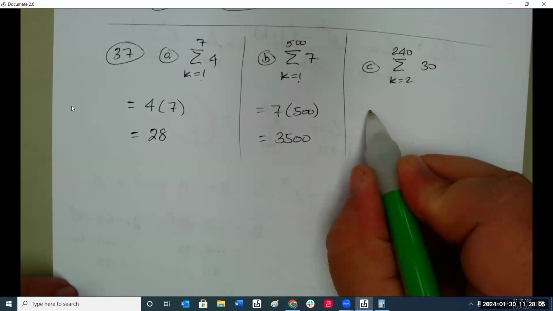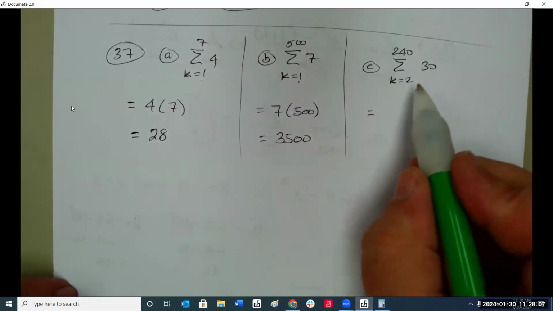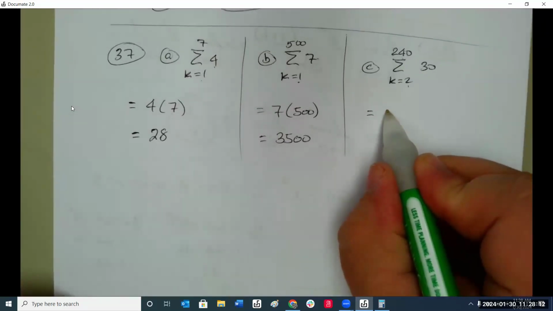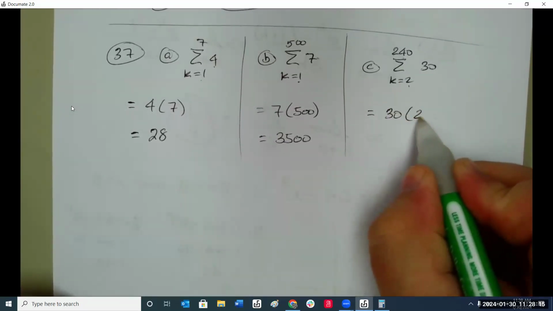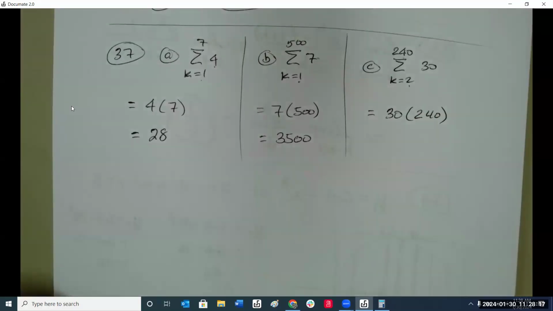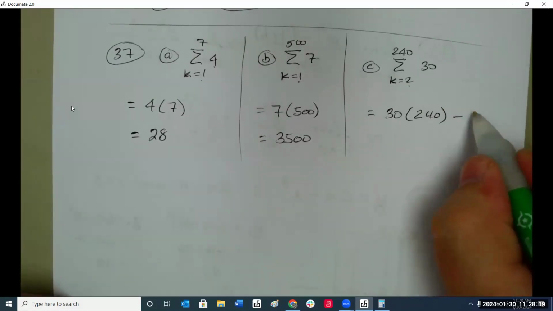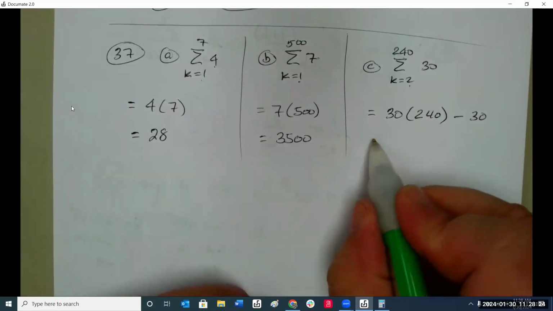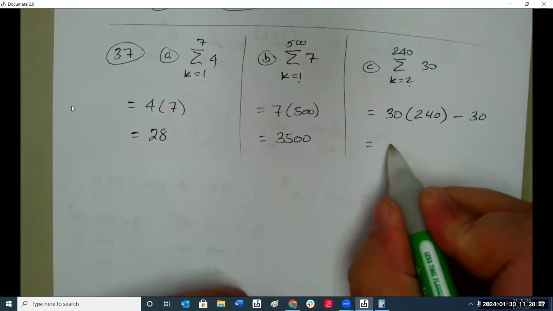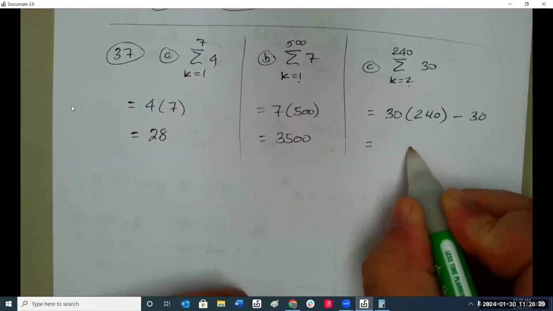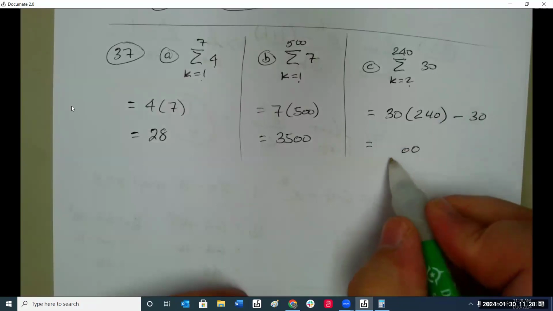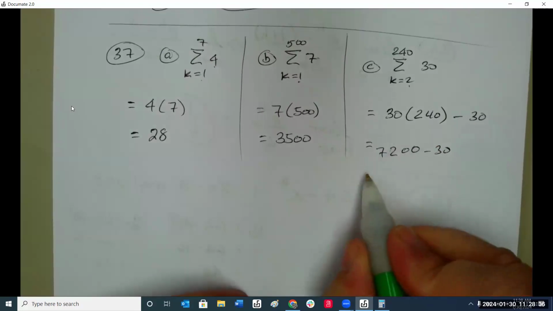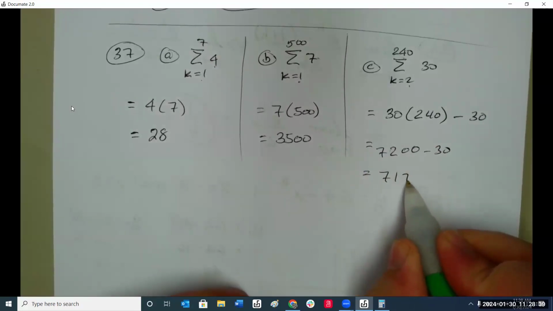Now the last one, it starts at 2. So if we start at 1, go to 240, we get 30, and we add it 240 times. But we take away 1 that we didn't count. So we get 7200 minus 30, 7170.